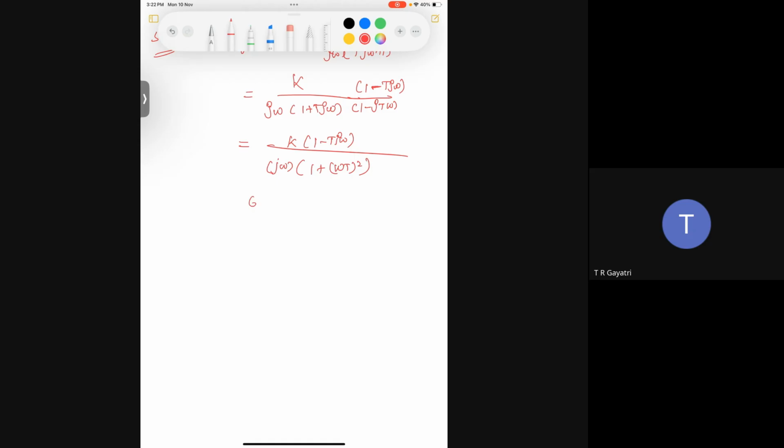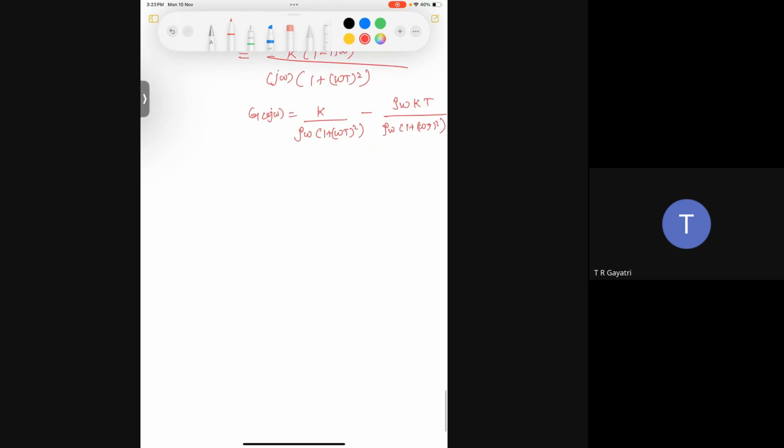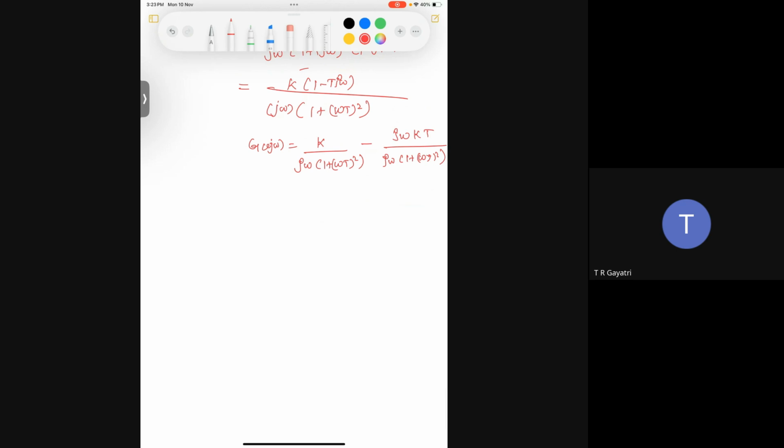So then G of j omega becomes K by j omega plus omega T the whole square, minus j omega into KT divided by j omega into 1 plus omega T the whole square. So just split it, K into the thing I did in this step.